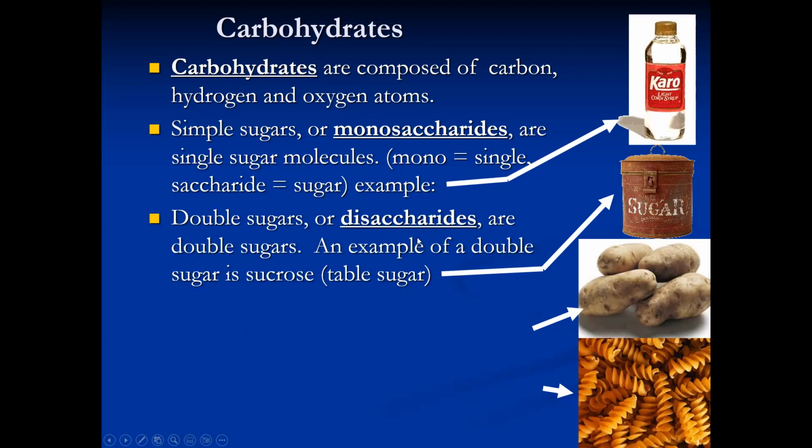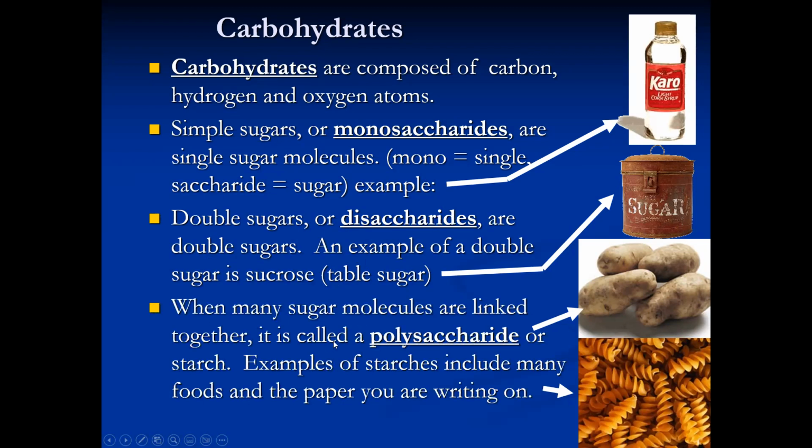Double sugars or disaccharides, di means 2, are double sugars. An example of a double sugar is sucrose or table sugar. That's what you would add to coffee or iced tea to make it sweet. That has 1 part glucose and 1 part fructose. When many sugar molecules are linked together, it's called a polysaccharide or a starch.